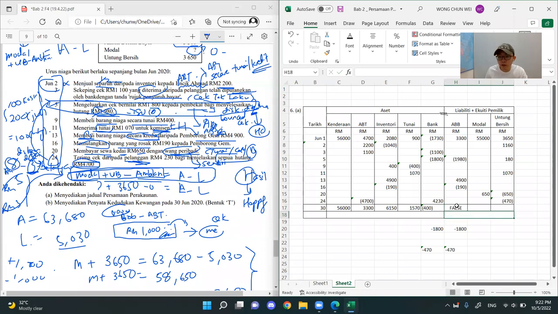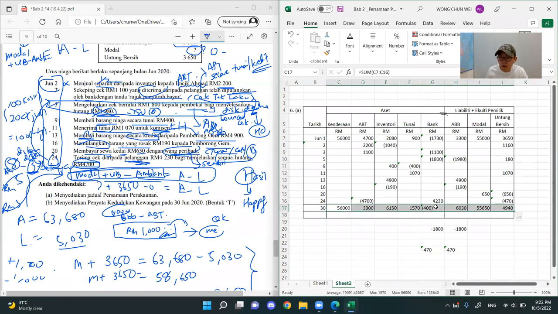All right, so what is it? 1,080 plus four, it should be minus, right? Minus 190, that gives 6,030. Then your modal, add up, get 55,650. Lastly, your untung bersih, 3,650. You add 1,160, add 180, add 1,070, minus 650, minus 470, and you get 4,940.